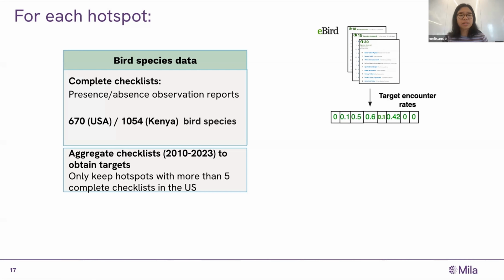And in the US, we decided to only keep hotspots with more than 5 complete checklists. That seems like a low threshold, but it's still better than just having one checklist, because you would just have a 1-0 encounter rate, which is not really representative of what you might find there.